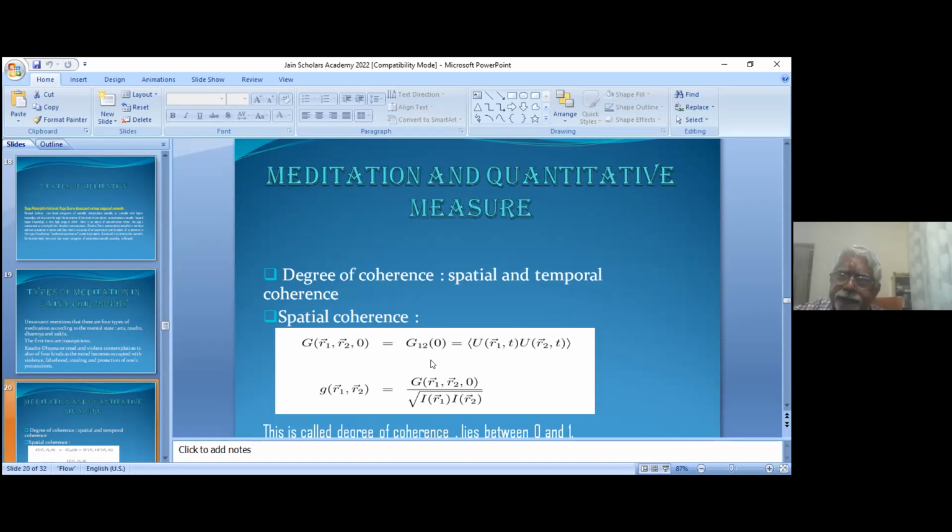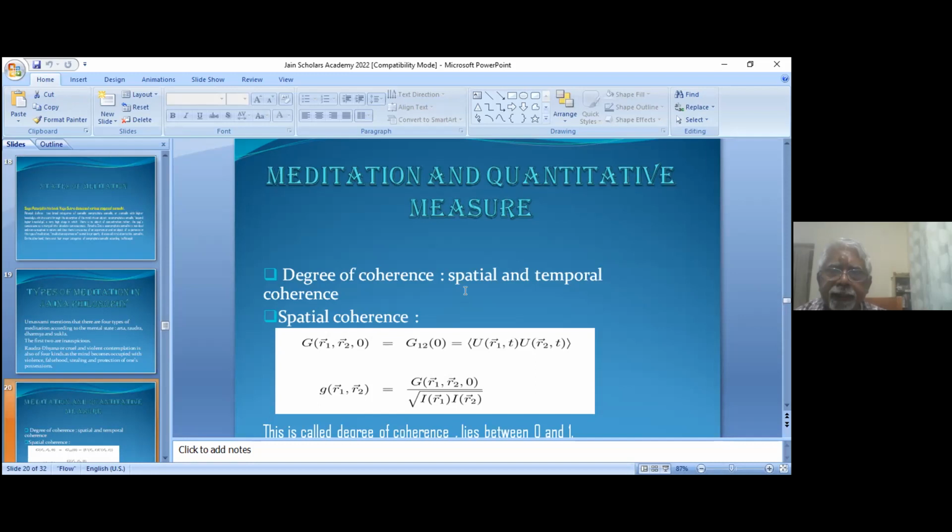Now, how do we characterize different states? I may find 0.75 for somebody, 0.9 for someone else, or 0.6 for other persons. But can we characterize the different states mentioned in our traditional knowledge, whether Hindu, Buddhist or Jain philosophy, and quantify them through our imaging study with a mathematical formula? And there are two types of coherence: one is called spatial coherence, another is called temporal coherence.